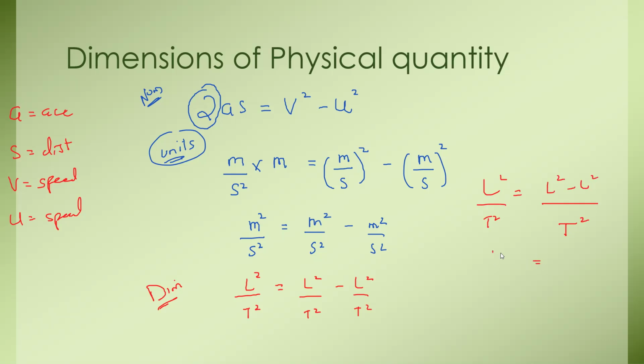What is L square minus L square in dimensions? What will be the result of L square minus L square? In dimensions, L minus L or L plus L, both will be L. So if L square minus L square or L square plus L square, that will be L square. So this will be L square over T square, which is L square T raised to the power minus 2. So this equation is dimensionally correct.